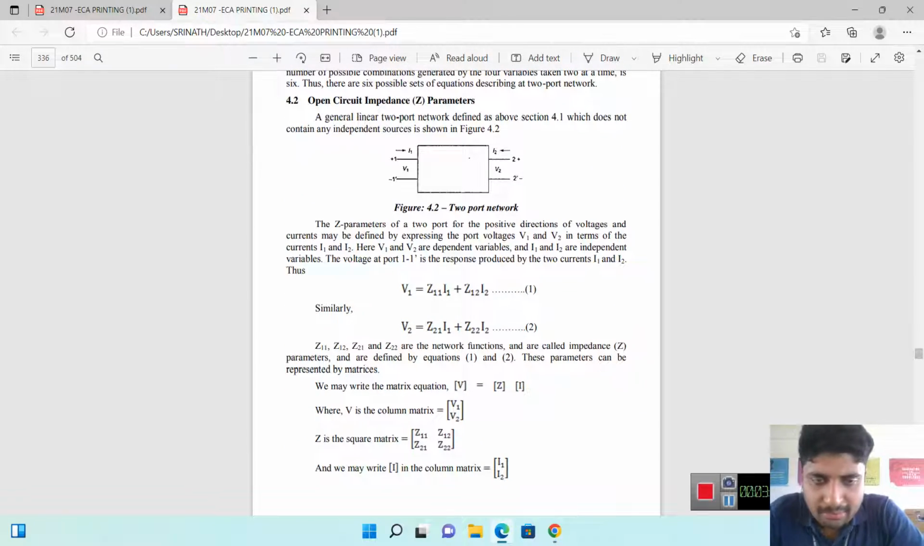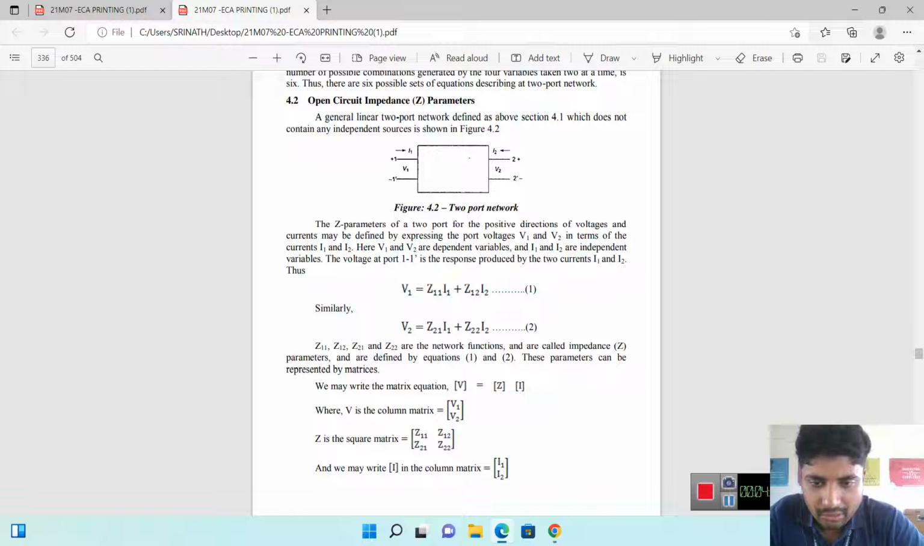Okay, this is a basic block diagram. Simply we have a two-port network terminated at 1, 1 dash and 2, 2 dash. The current entering is I1 and the current leaving is I2. The Z parameters involve both ports. Here V1 and V2 are the dependent variables and I1 and I2 are the independent variables. The current acts as an independent source and the voltage as a dependent source.